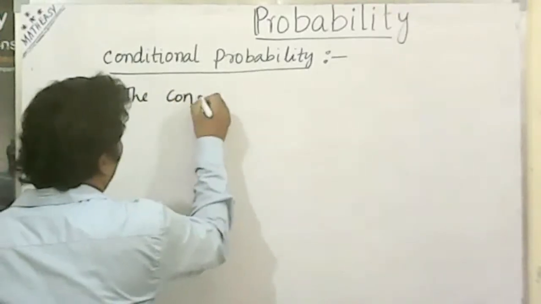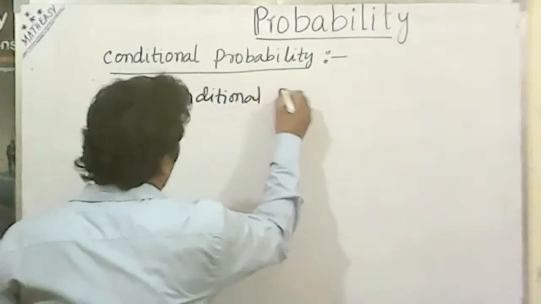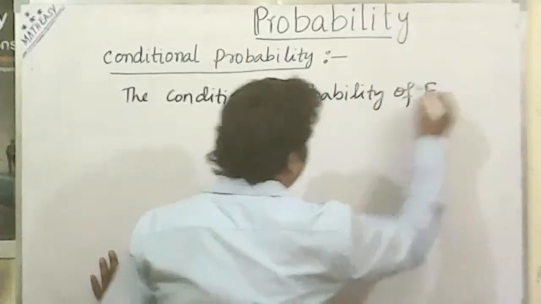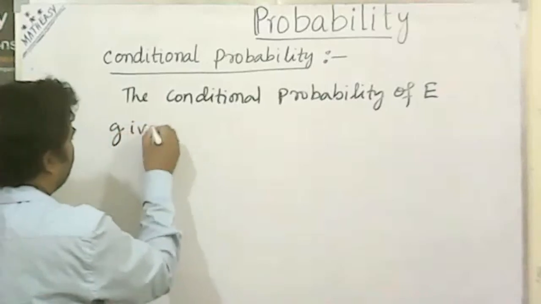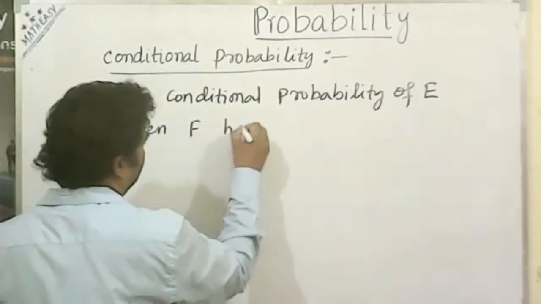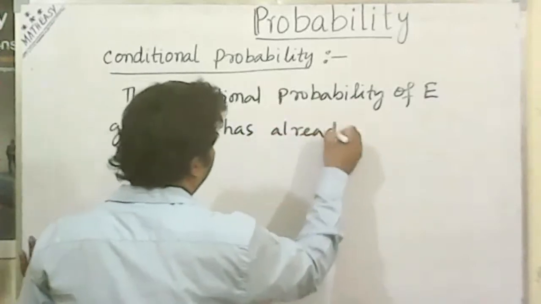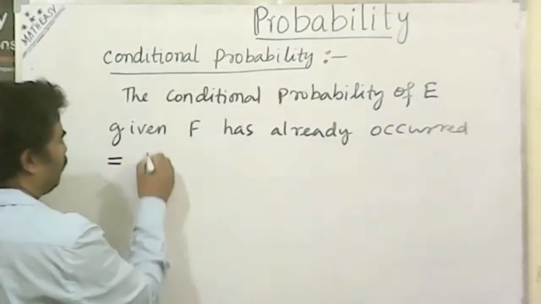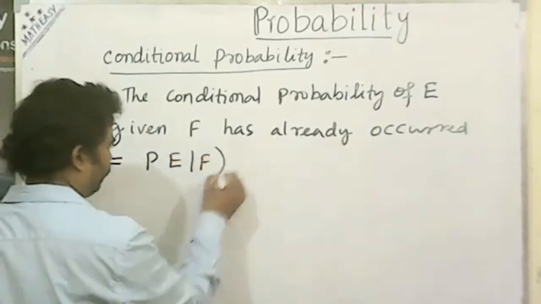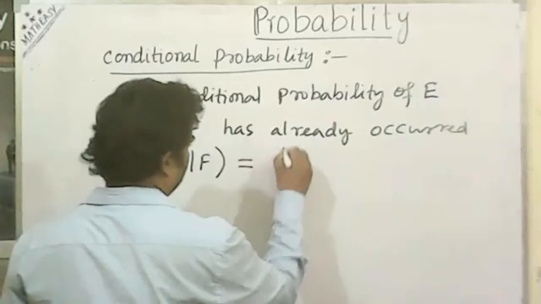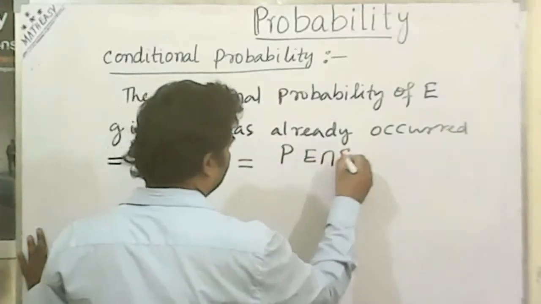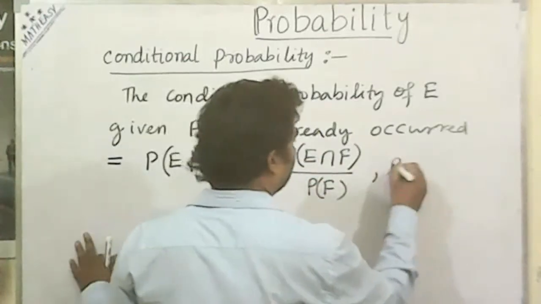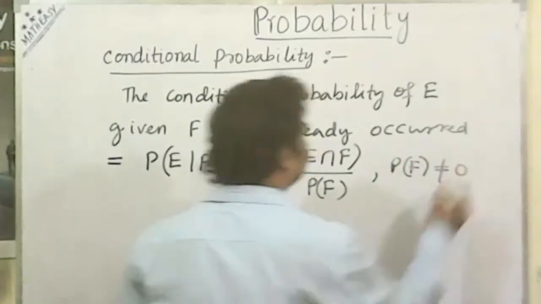The conditional probability of E, given that F has already occurred, is equal to the probability of E conditioned on F, which is equal to the probability of E intersection F divided by the probability of F, provided the probability of F is not equal to 0.